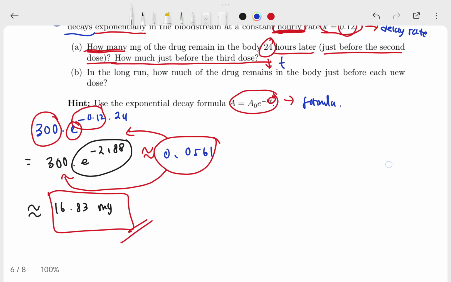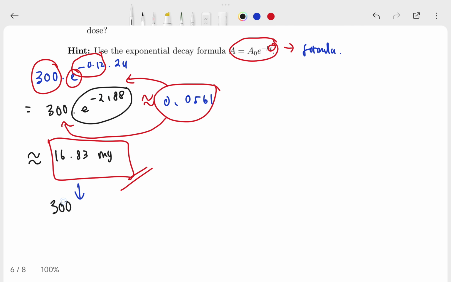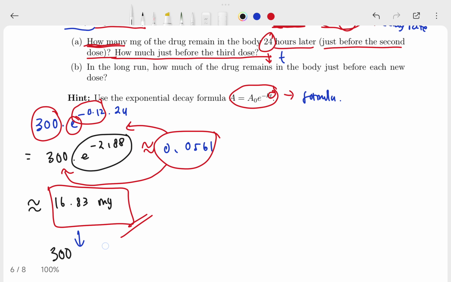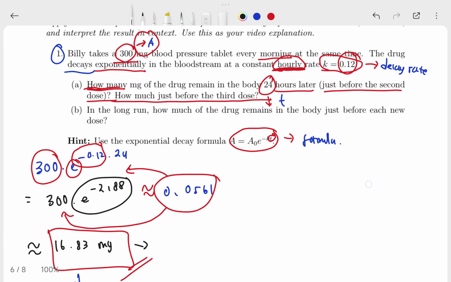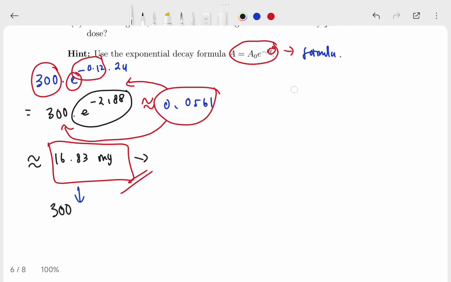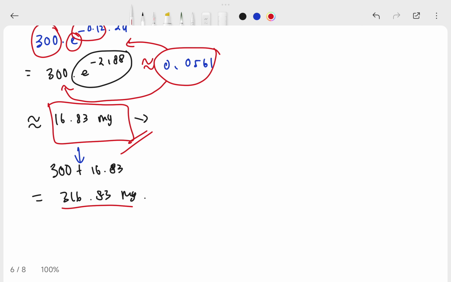And how about just before the third dose? It's quite the same. We just have to add this one to 300. Why 300? Because this is just before he takes the drug again, and after this, Billy takes the drug again and it adds 300 milligrams more to his body. So we add 300 to this 16.83, and there would be this much in his body, and then we multiply this by the formula. The formula is e to the power of minus K times T, right?